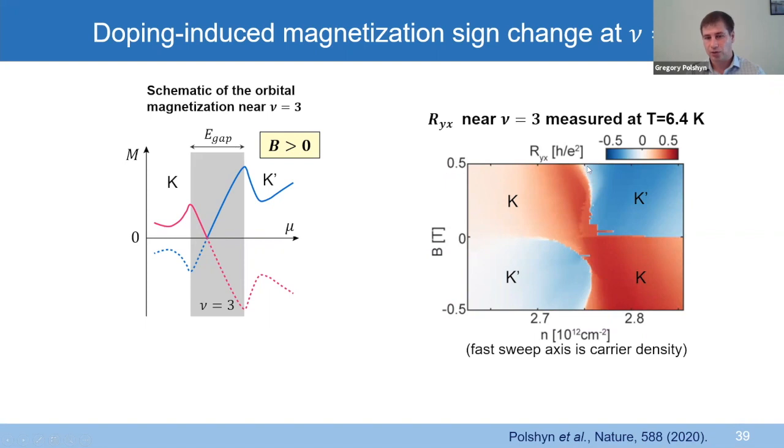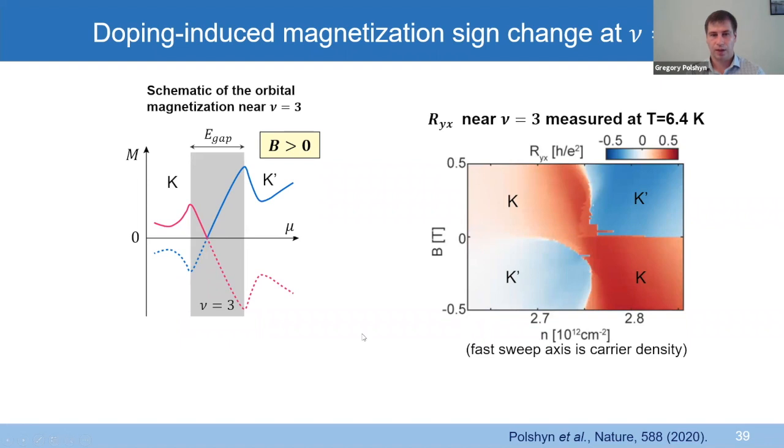And you can see that actually the valley polarization changes in this checkerboard pattern. It changes both when we change the sign of the field, but then also it switches across nu equals 3 when we dope the carrier density.